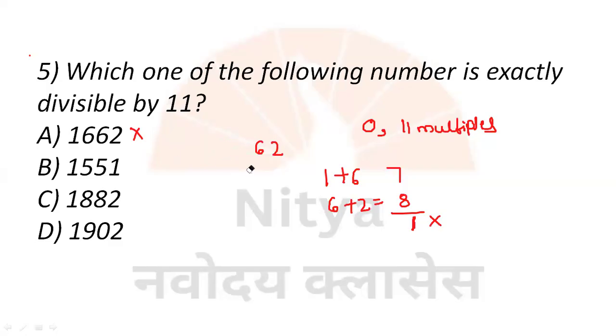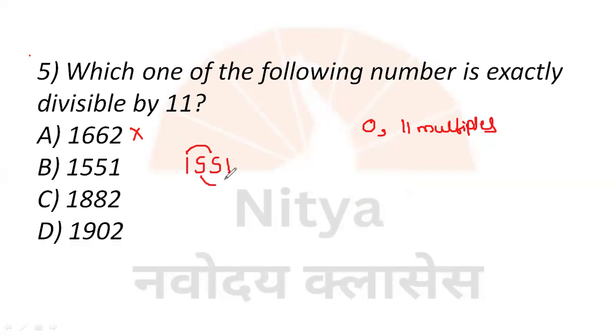Okay, similarly check option B. That is 1551. So again 1551. See, odd place value, even place value. 1 plus 5, that is 6. And 5 plus 1, that is also 6. So 6 minus 6 is 0. So when we take the odd place value and even place value difference, we get 0. Okay, 0 or a multiple of 11, then the number is divisible by 11. So we get the first case, that is 0. So this is divisible by 11. So option B is the answer.